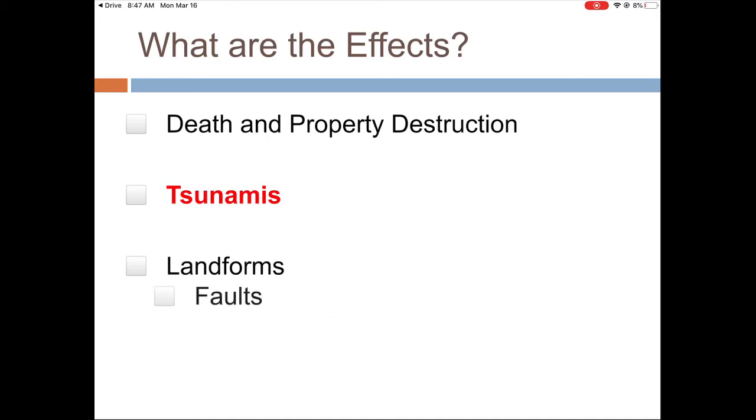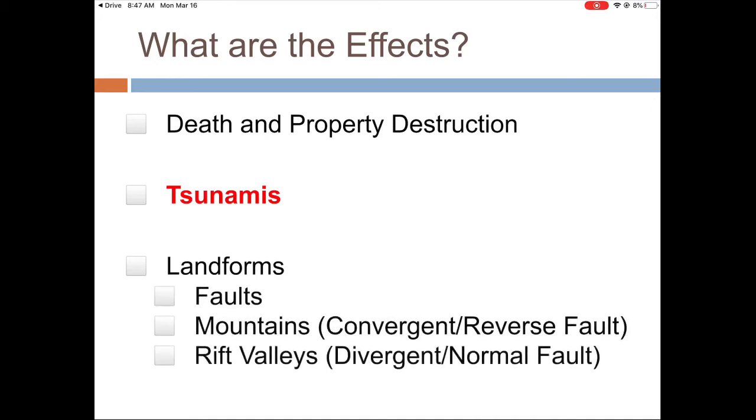And then also, we're going to form landforms. So we can have faults. If it's a convergent or reverse fault, we're going to have mountains. If it's a divergent or a normal fault, we're going to have rift valleys.